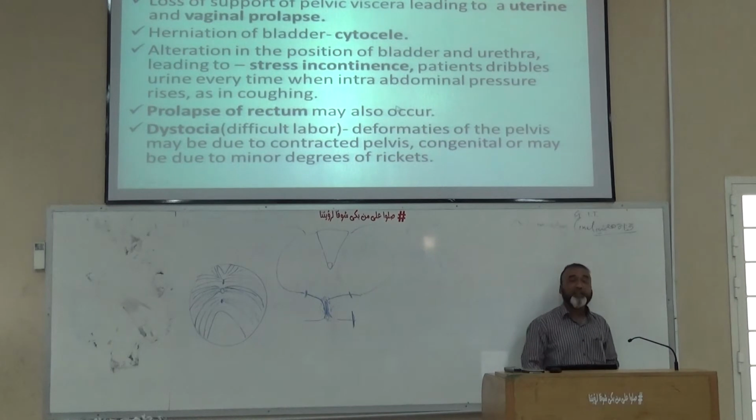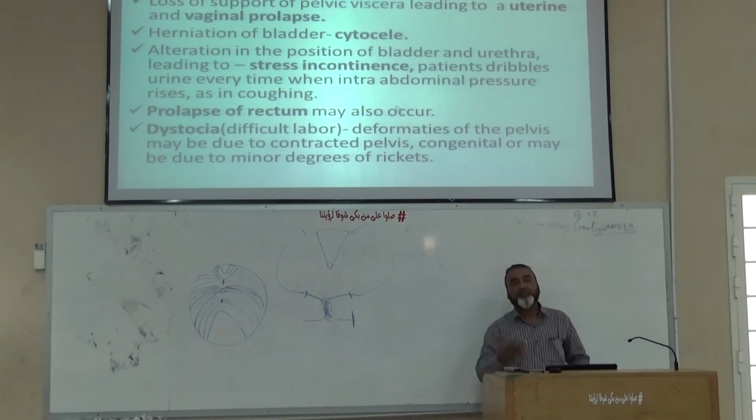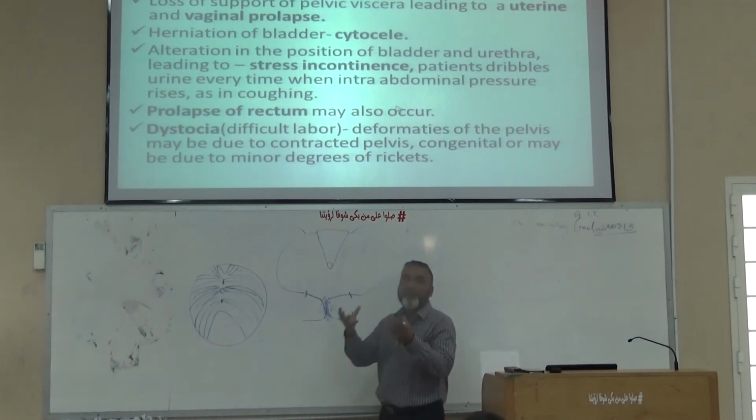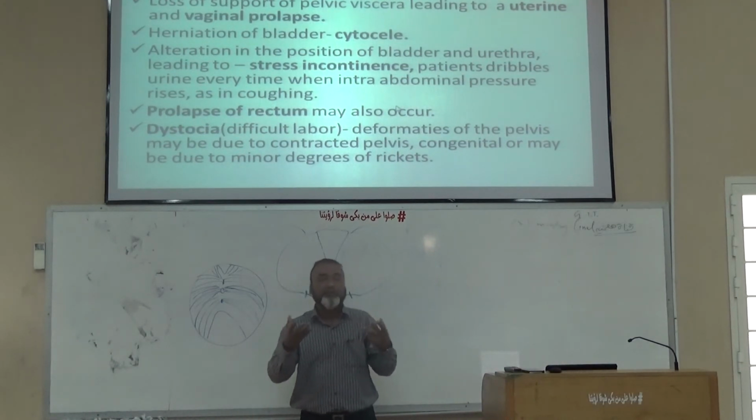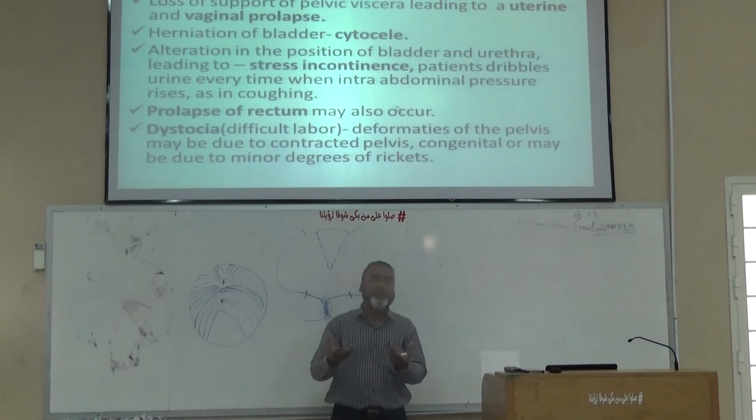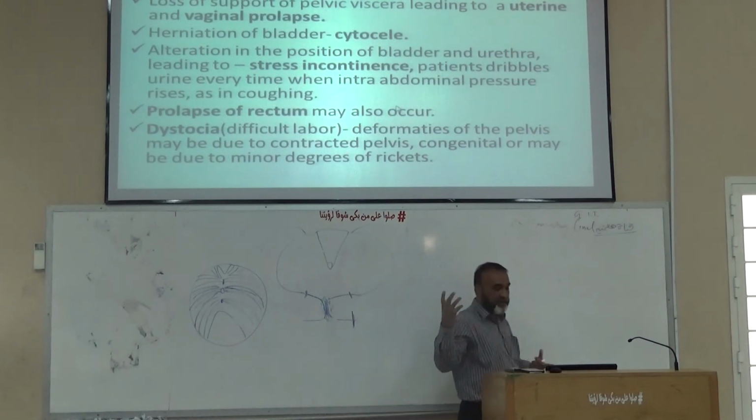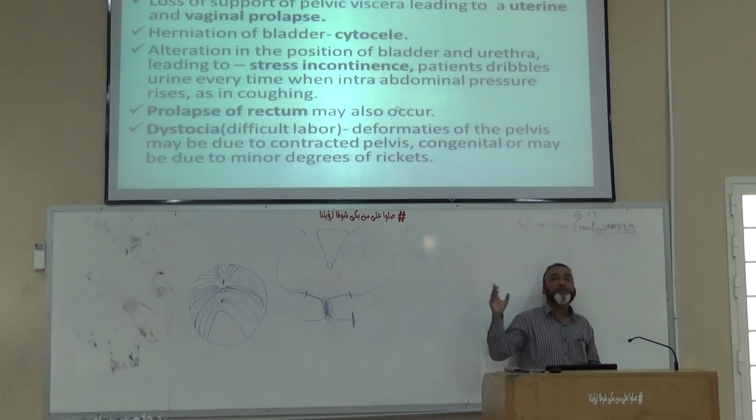Then there is another condition which is named dystocia. Dystocia is the same as difficult labor, that is, it occurs in females who have a short pelvis, females who have grown up in poor environments, poor socio-economic conditions, or who perform labor work. So this condition, dystocia or difficult labor, is common in those females.